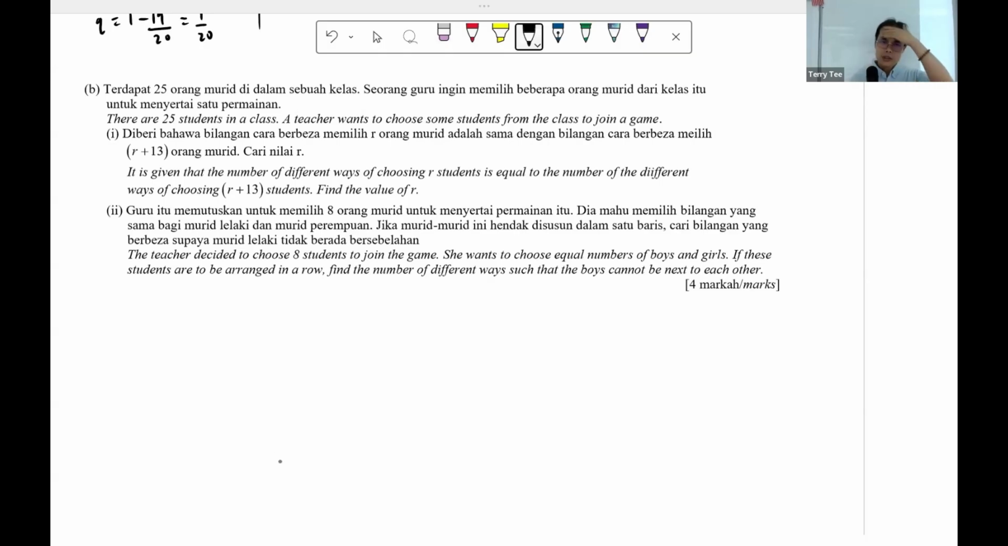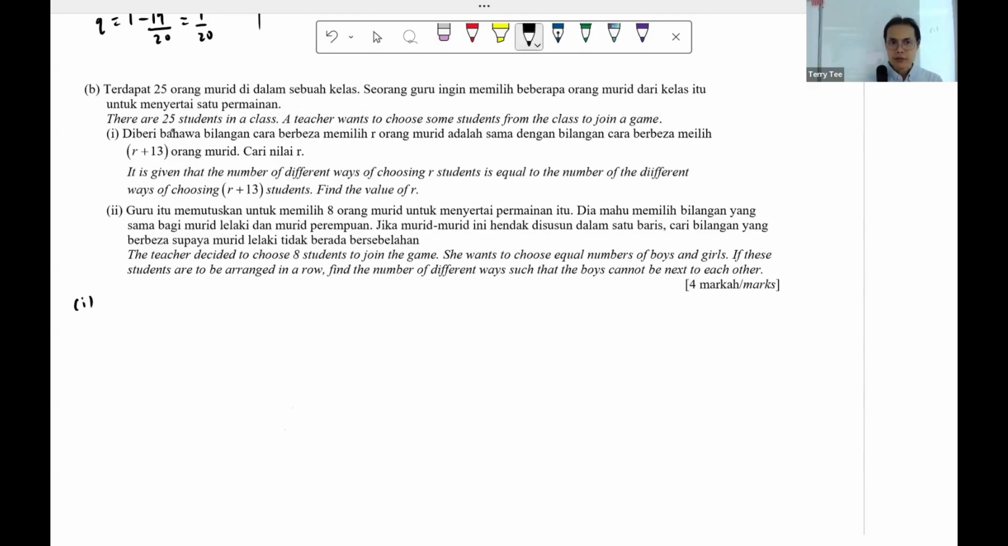Okay, so here we have permutation and combination, Form 5, Chapter 4. There are actually two ways to do this. I can show you both ways. I'll show you the longer way first, then I show you the shorter way.